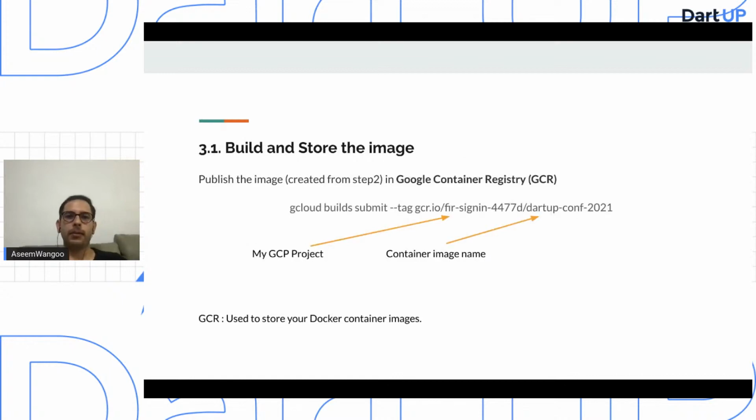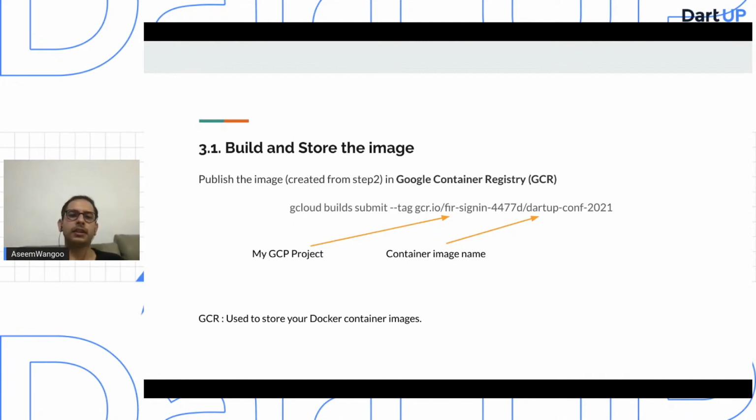Now comes the real part. In the prerequisites we saw, we have set up our gcloud project where we want to expose our Cloud Run service. Now comes the first part, where we build and store the image. In the earlier step, we created the Docker image locally and tested it locally. Remember, it was just locally. We now need to publish this image in Google Container Registry, aka GCR.